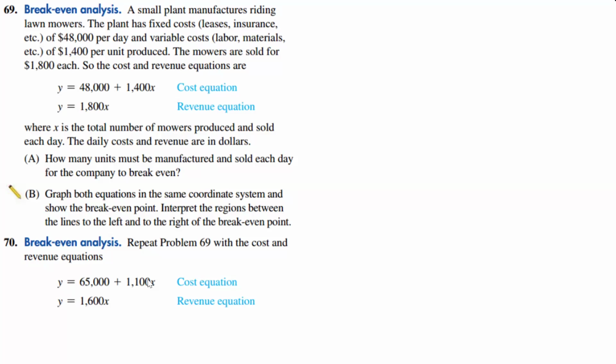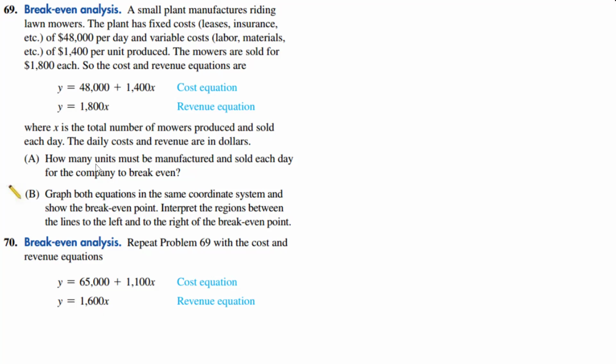And then it says the mowers are sold at $1,800 each. And now the new one, we're selling them for $1,600 each. Okay, so that's our cost equation and our revenue equation. And X is going to be the total number of mowers that are produced and sold each day, and the daily cost and revenue are all in dollars.